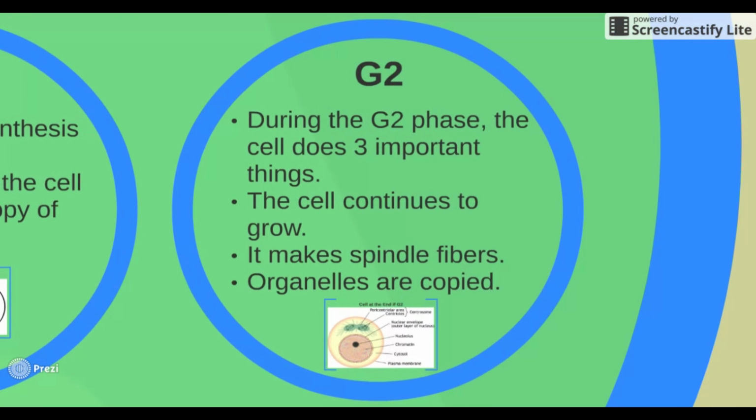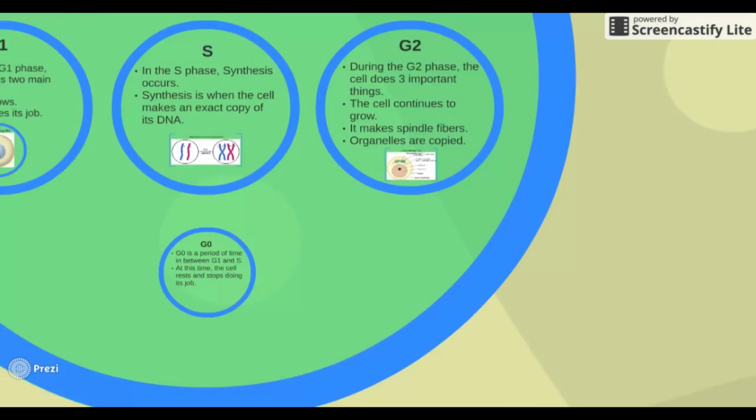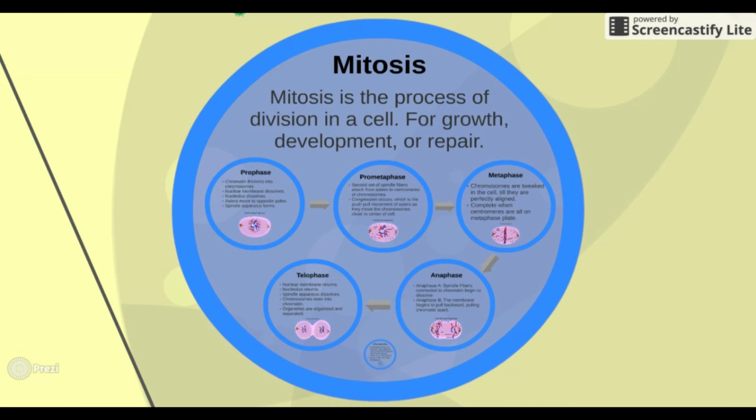The last part of interphase is the G2 or growth phase 2. The cell will continue to grow, but the most important energy usage is for the replication of all the cell's organelles. Also, the microtubules will begin to organize and form the spindle fibers. These spindle fibers will be used later in mitosis to form the spindle apparatus. Here's a picture of what a cell looks like at the end of the G2 phase of interphase. And that is the end of interphase.